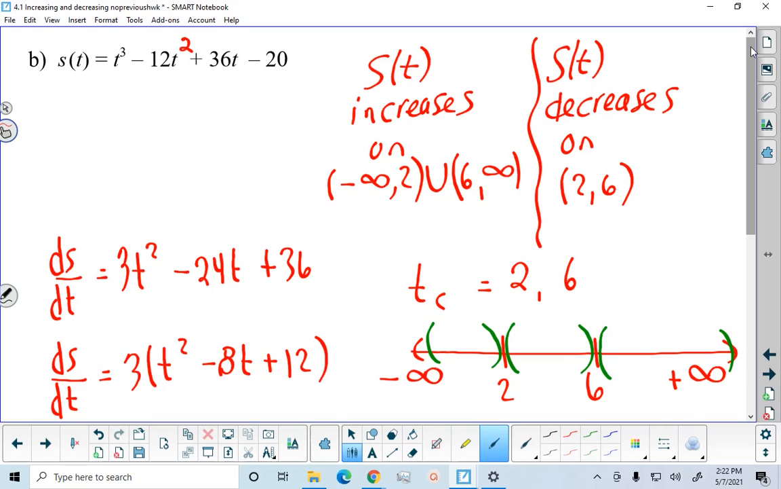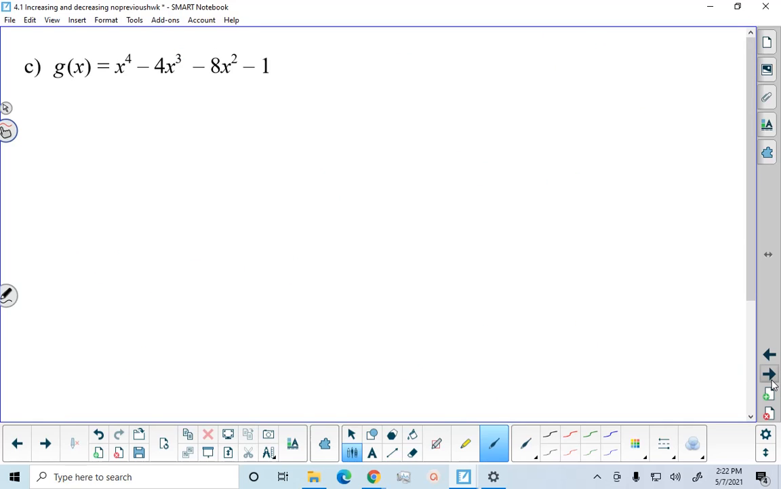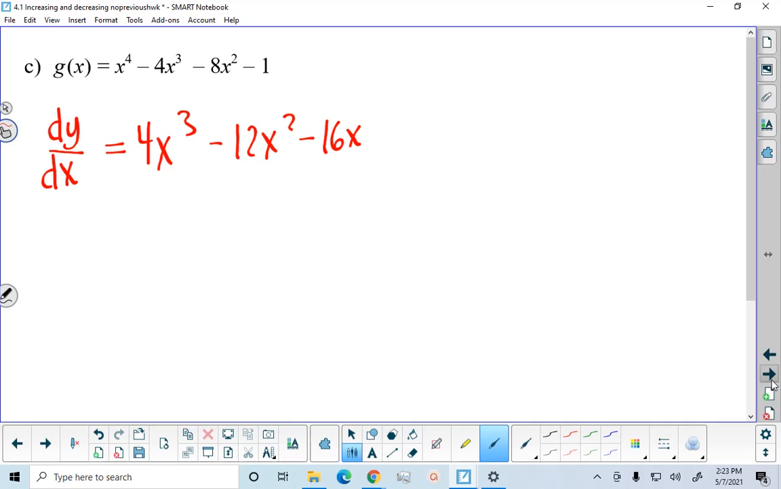All right. Now we have a degree 4 polynomial function. I'm just going to assume the variable g of x can be called y. I just like writing dy dx, so we find the derivative: 4x cubed minus 12x squared minus 16x. Double check my work here. Looks okay.